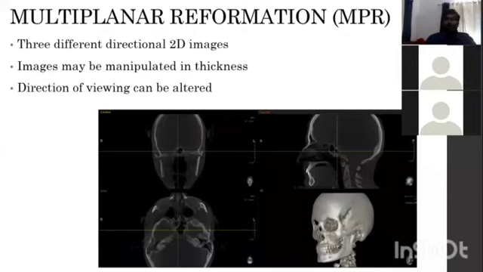And the images can be manipulated in thickness. By scrolling the mouse, you can manipulate the thickness of the image, and you can appreciate the lesion or anything in the image. And the direction of viewing can also be altered. Like you can see in the picture, the yellow and green lines. You can just rotate or move them, and by this you can alter the viewing direction of the image.